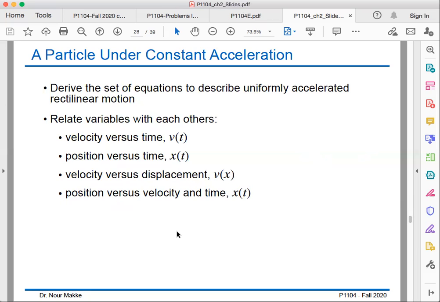And here we are going to derive the set of equations that describe uniformly accelerated rectilinear motion. And we're going to relate the following variables with each other. So we are going to find the equations that relate the velocity and the time, the position and the time, the velocity and the displacement, so in this case v as a function of x, and the position versus the velocity and the time. So what is the equation that relates the position, the velocity, and the time together?